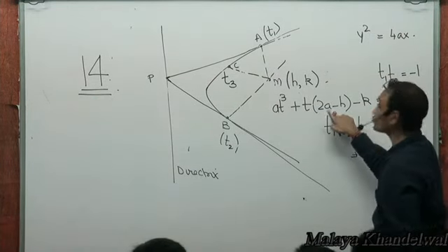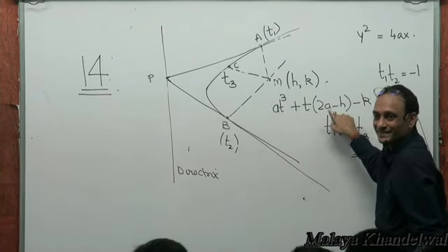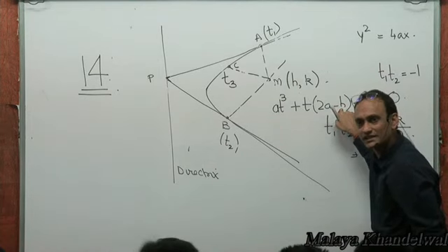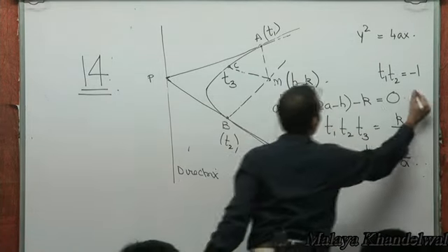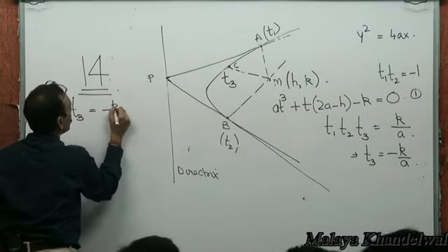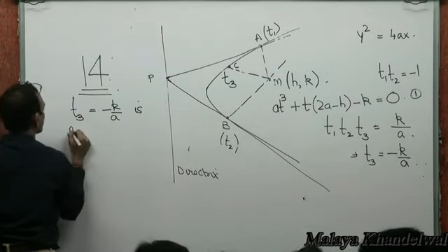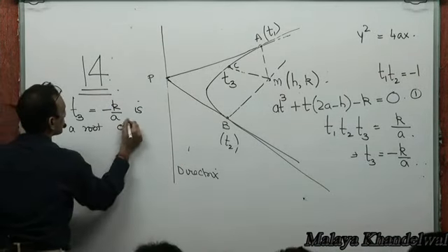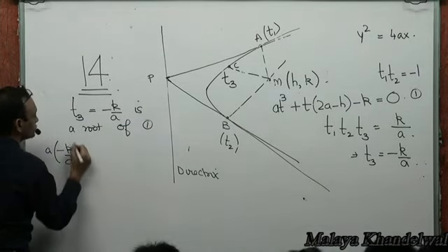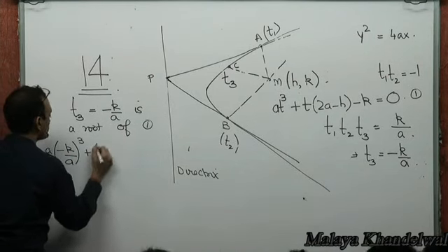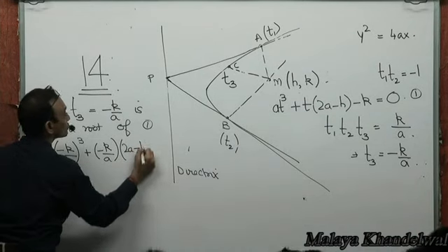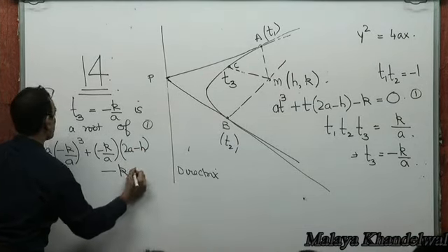But T3 is a root of this equation, so it must satisfy this equation. Clear? So if T3 equal to minus k by a is a root of equation 1, it means a into (minus k by a) whole cubed plus t, which is minus k by a, into (2a minus h) minus k will be 0.